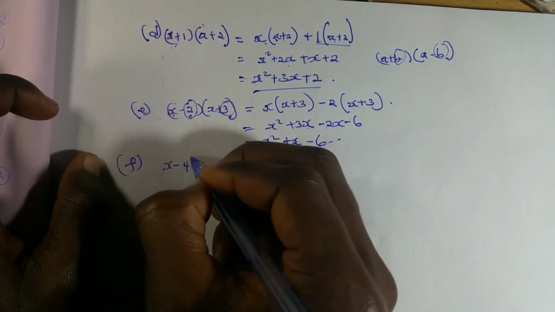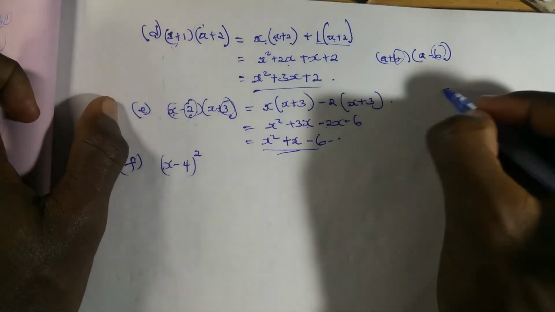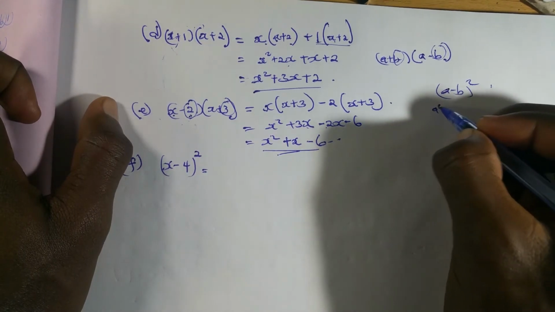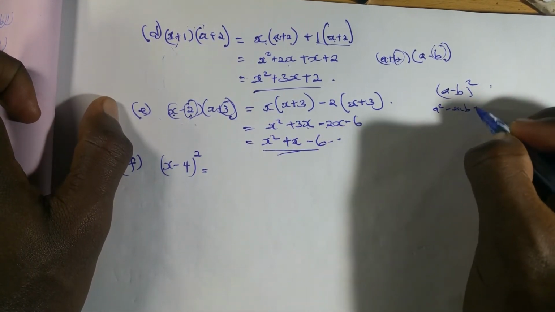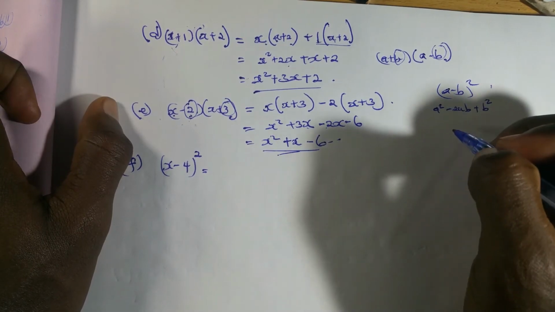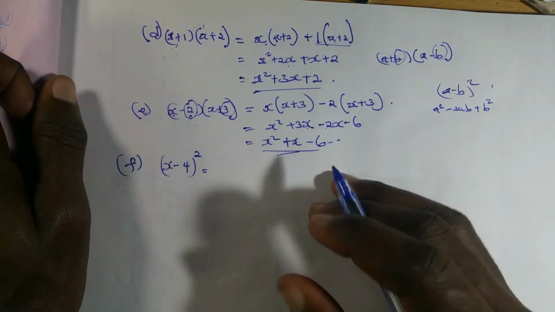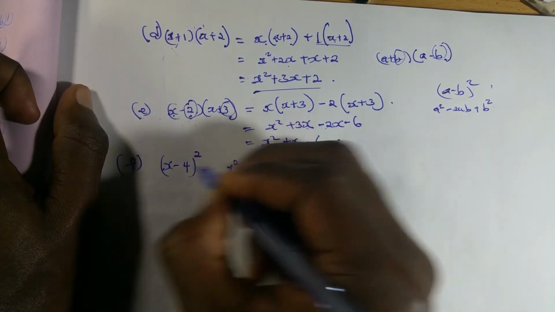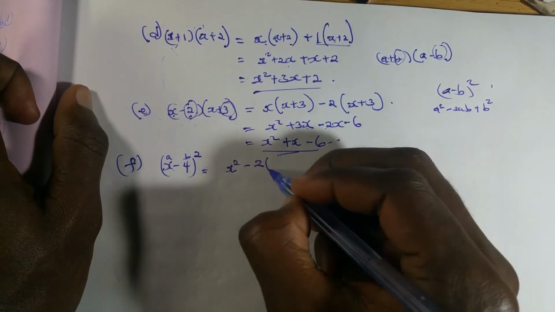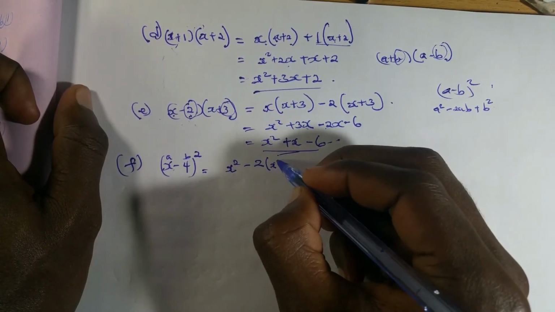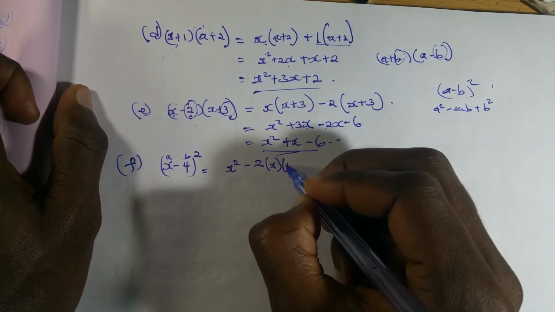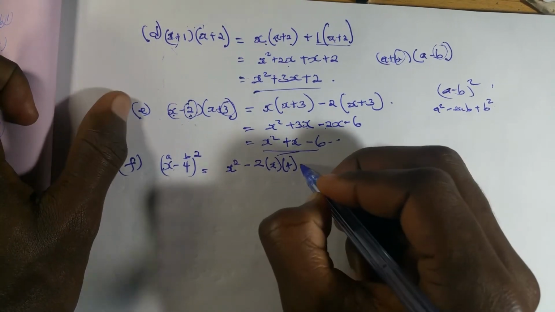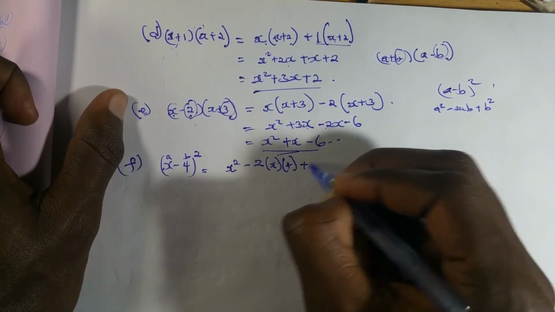I think we can look for one more. We have x minus 4 squared. We looked at the one of the form which we knew was simply a squared minus 2ab plus b squared. We looked at that expansion under quadratic identities, so we're going to have x squared, minus 2, this one is our place of a, this is a place of b, into x times 4. Then we have here plus 4 squared.